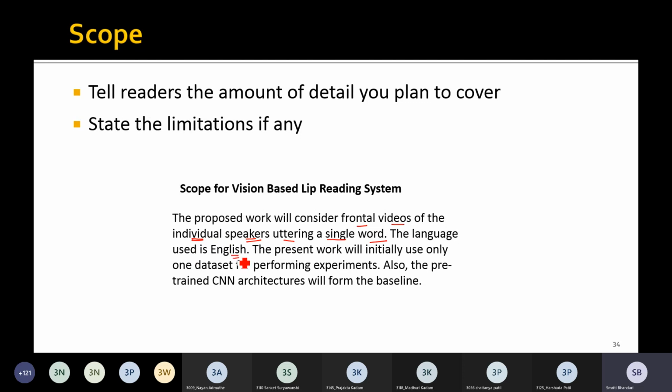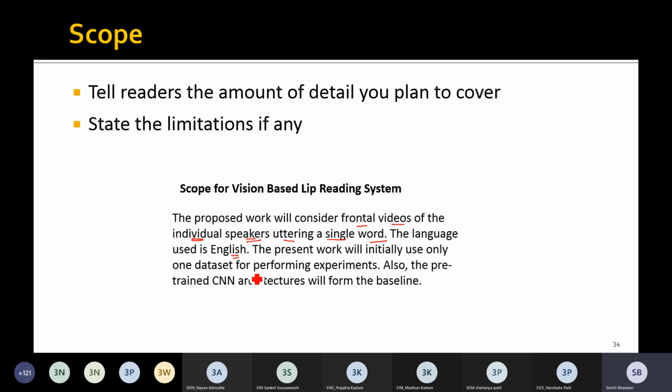Now, what next has been mentioned? The language used is English. If the person is speaking in any other language, obviously the words being uttered will be different and the pronunciation will be different. So we need to stick to a particular language. Here, to implement this, the language used is English.